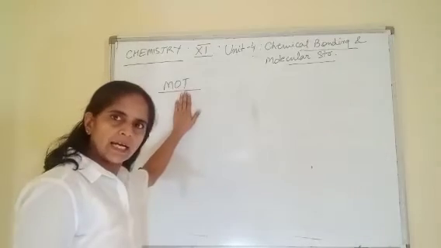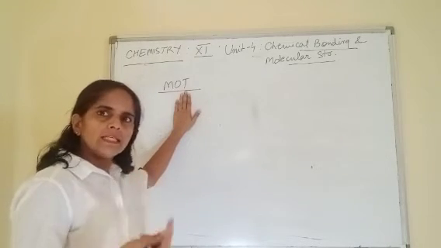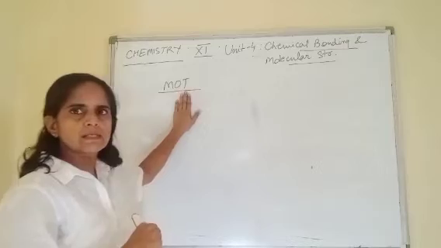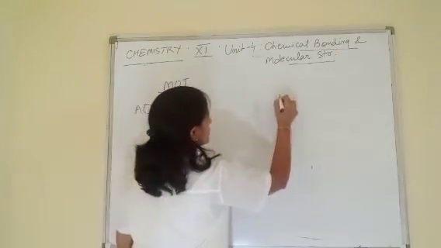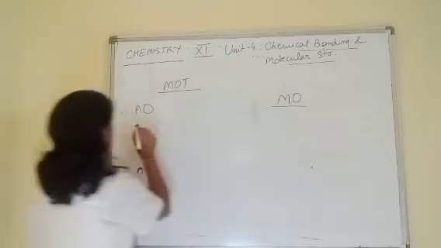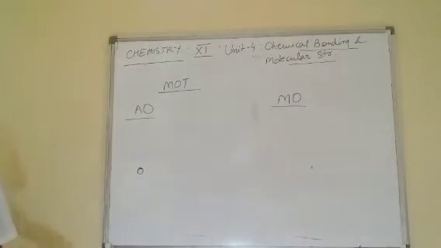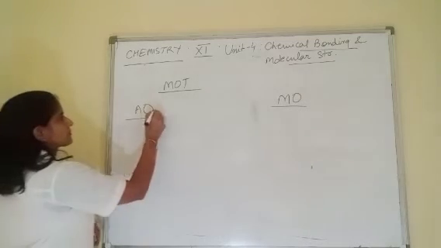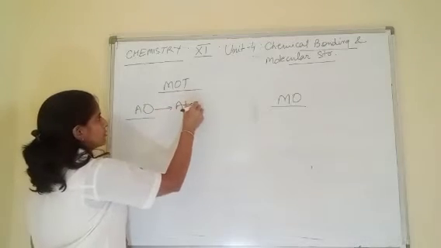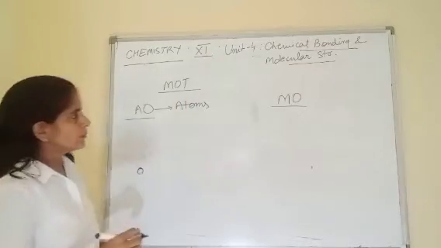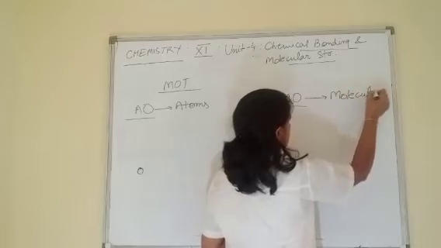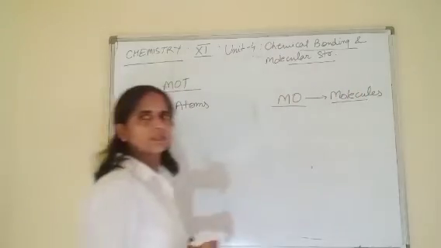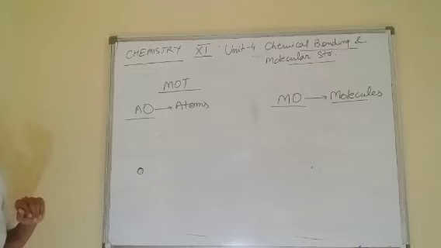Now in MOT, initially we will be having two terms. These two terms are atomic orbitals and molecular orbitals. Now what do we mean by these two terms? Atomic orbitals belong to atoms. Molecular orbitals belong to molecules. Correct? Then coming to their symbols.